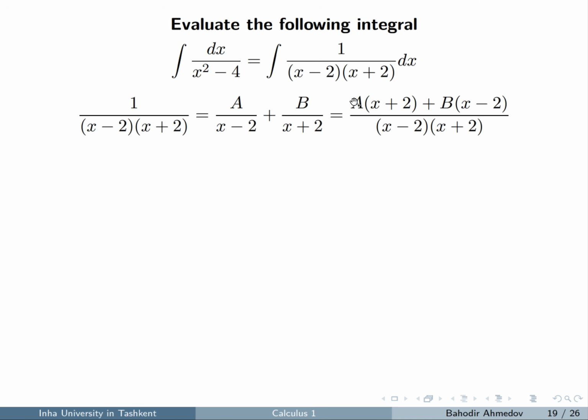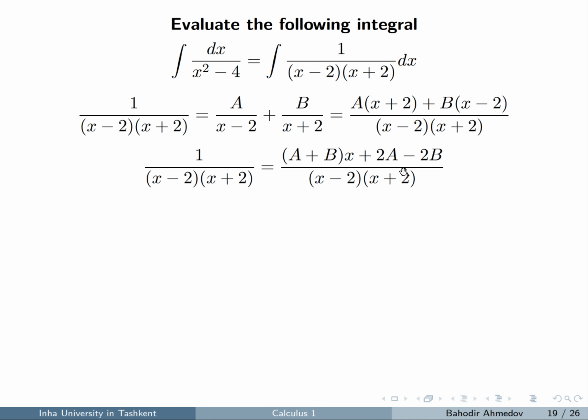Now the second step is we need to regroup the numerator. We need to write this in terms of polynomials, right? So in terms of the powers of x. If I take x out from here and here, it's going to be a plus b as the coefficient of x, right? And the rest is going to be 2a, which is here, minus 2b, which is here. So now I need to solve the system.